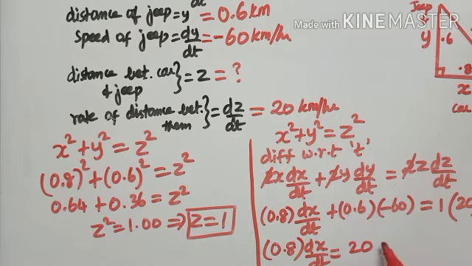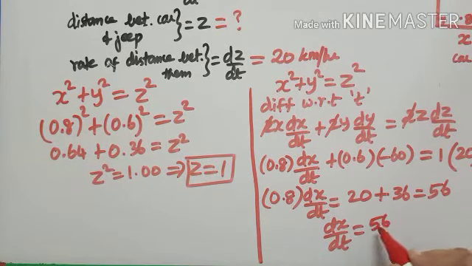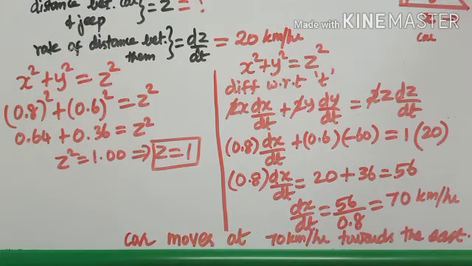This minus goes to the right side as plus. 60 into 0.6, 36, that is 56. So dx by dt equal to 56 divided by 0.8, or it is 70 kilometers per hour. So the car is proceeding towards the east at a speed of 70 kilometers per hour. Take and write the answer. The car moves at 70 kilometers per hour towards the east.